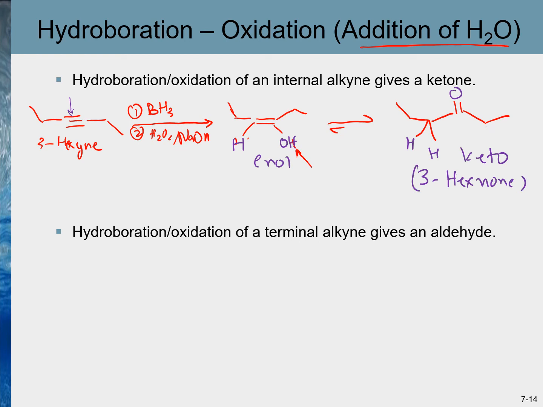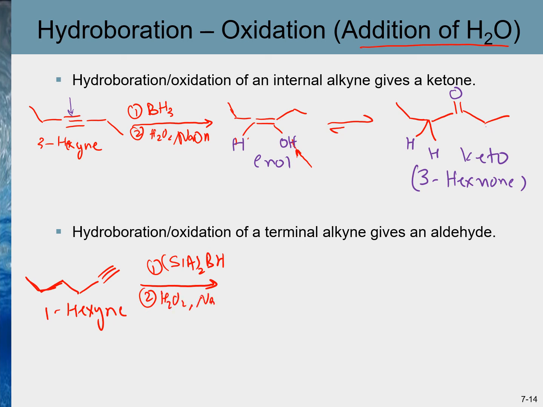But instead of an internal alkyne, if we start with a terminal alkyne, for example 1-hexyne, so 1 2 3 4 5 and 6, so that's 1-hexyne, and if we conduct the same reaction, remember in a terminal alkyne we cannot use BH3, we have to use SiA2BH, that's secondary isoamyl, and the second step is the same, hydrogen peroxide followed by NaOH.